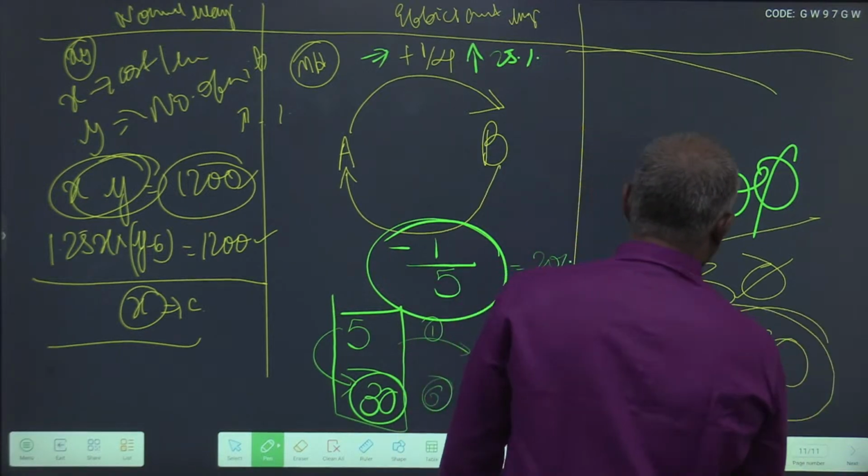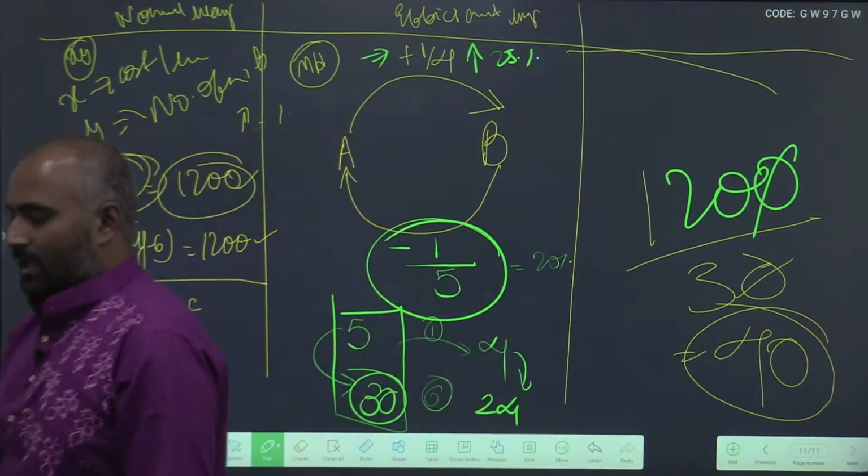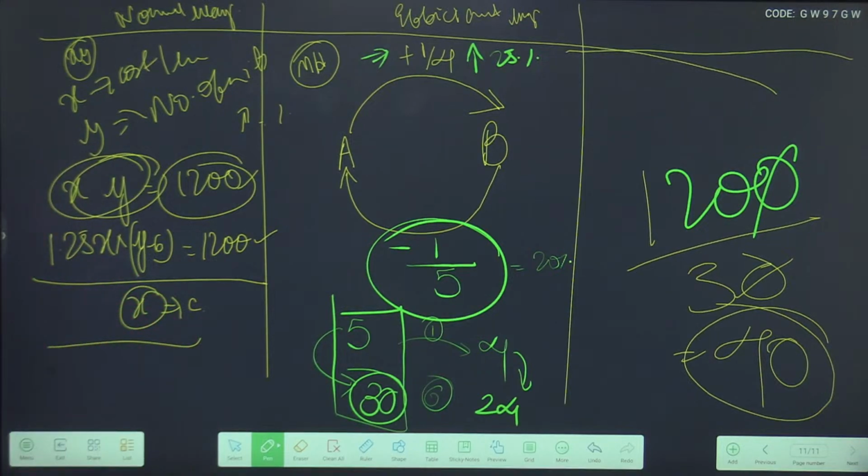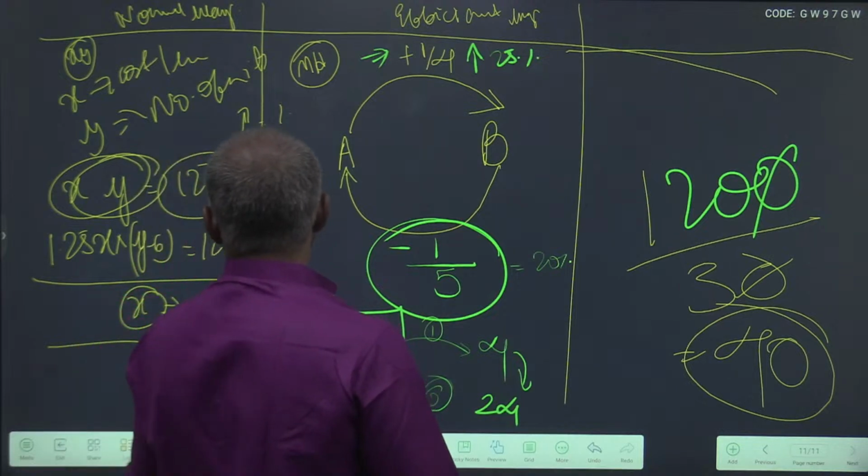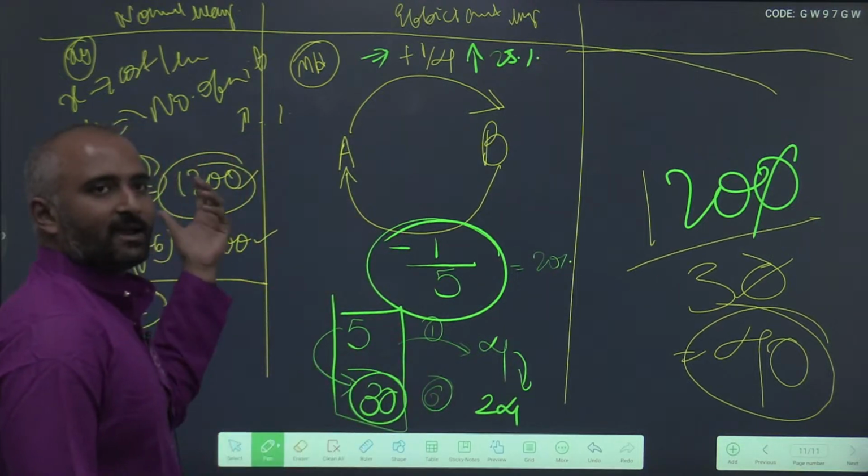Have they asked for the old price or the new price? What was the original price per kg? So the old price, which is 40. You see how efficient this is.